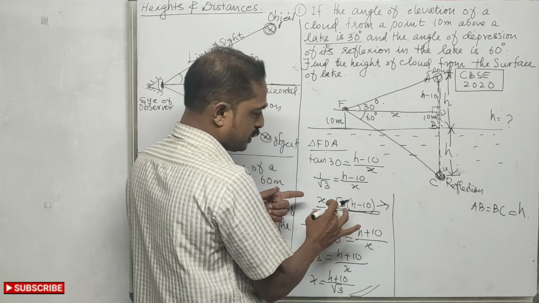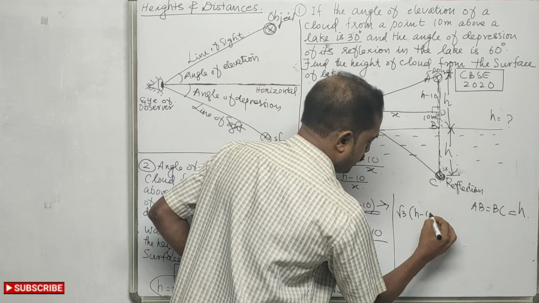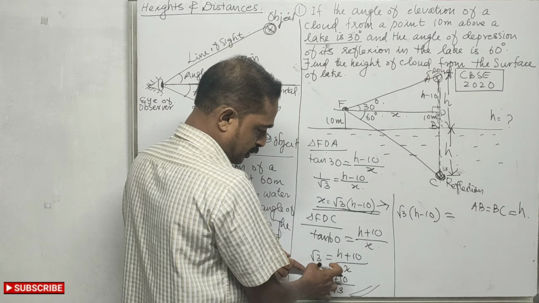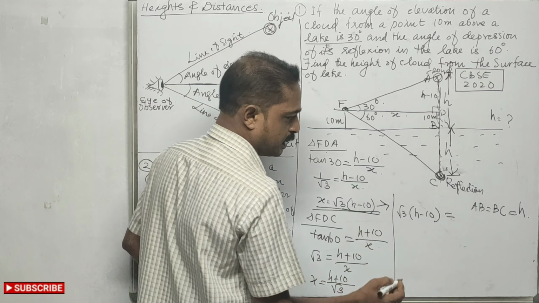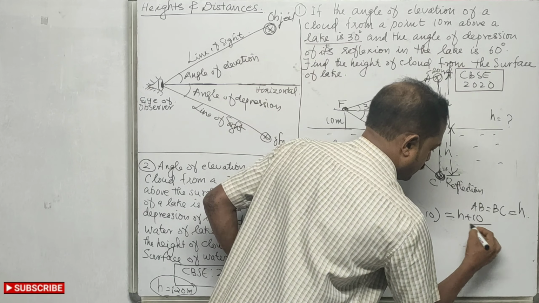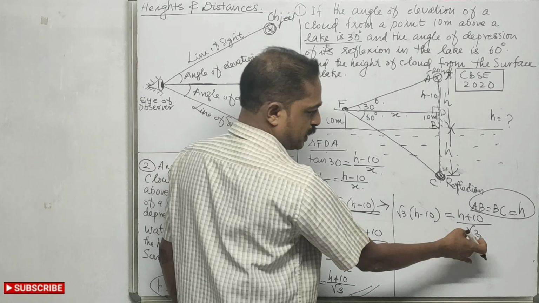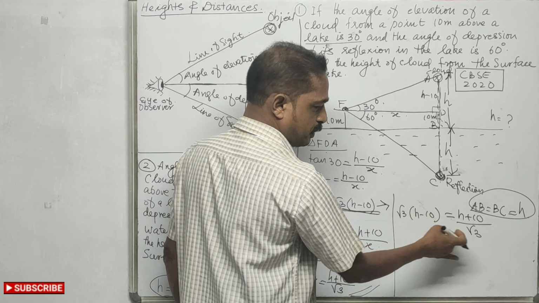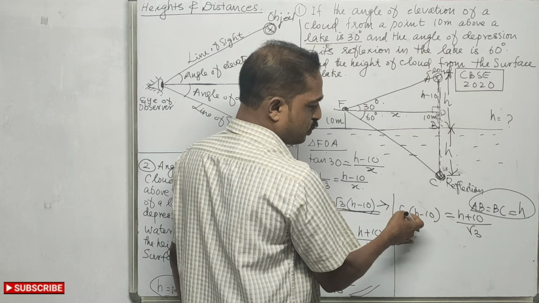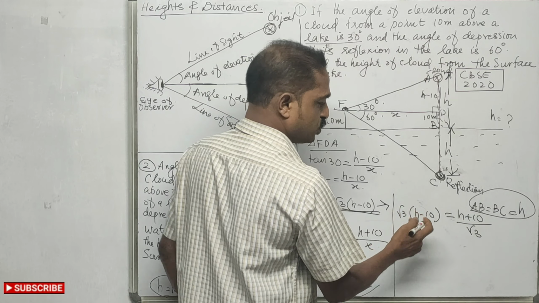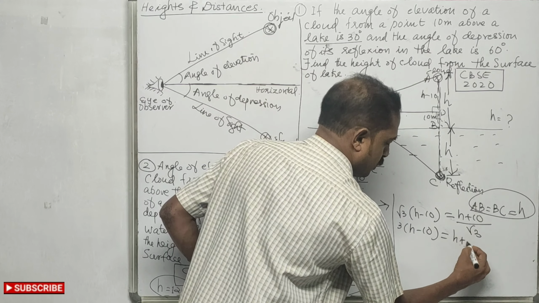That is, X equal to root 3 into H minus 10, and again X equal to H plus 10 divided by root 3. So cross multiplying, transposing this divided by root 3 to the left hand side, we'll get root 3 into H minus 10 into root 3. What is root 3 into root 3? Which is 3. So 3 into H minus 10 is equal to H plus 10.